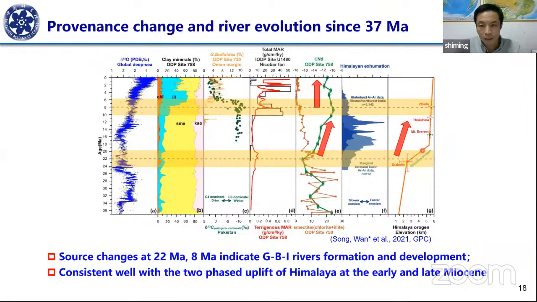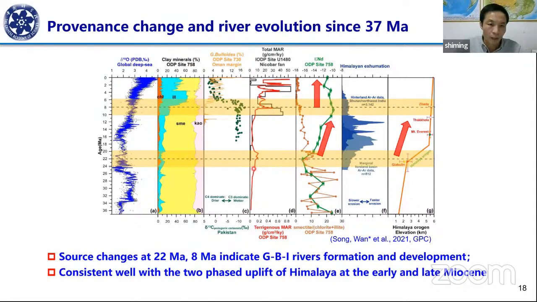This was reconstructed from fossils, based on the elevation change of Himalaya erosion. In contrast, we also note that the global climate indicated by the isotopes, and the regional climate, didn't change significantly across 22 million years. So climate change is not an important factor, especially at 22 million years, for the source change of the study site.